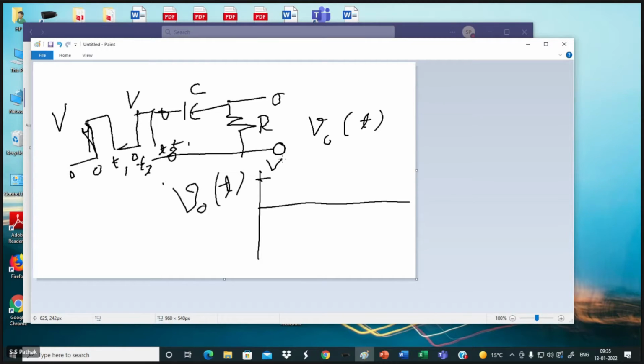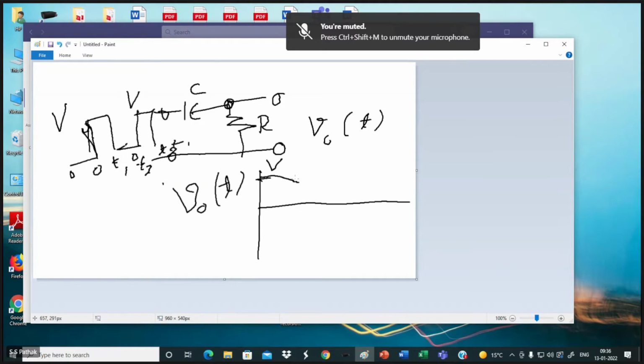After that, that plus V remains across this R and C. So C will start charging through this R. What will happen to the voltage across C, will it be positive or negative? It would be reducing, because you are charging it now. This will be positive, this will be negative. So it will keep on decreasing like that, according to the time constant RC.